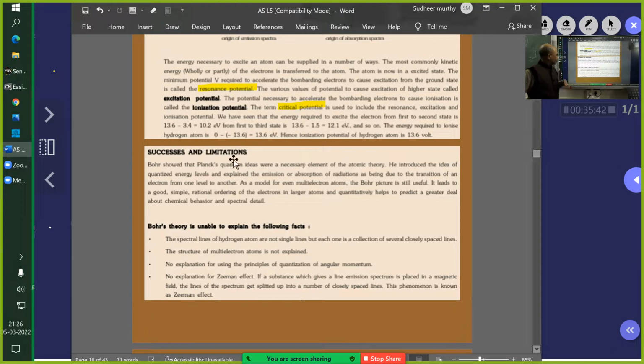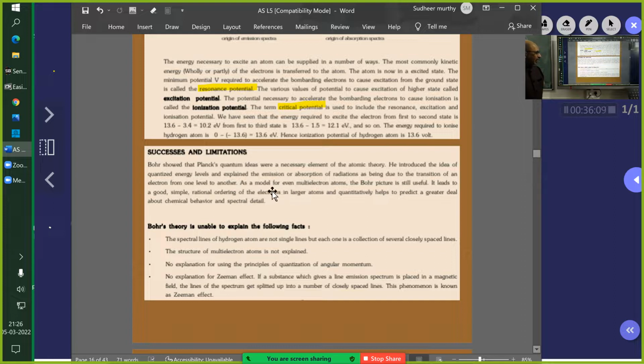Now, a small note on the success and limitations of the Bohr model. Bohr showed that Planck's constant and quantum ideas were necessary elements of an atomic theory. He introduced the idea of quantization of energy levels and explained the emission or absorption of radiation as being due to the transition of an electron from one level to another.